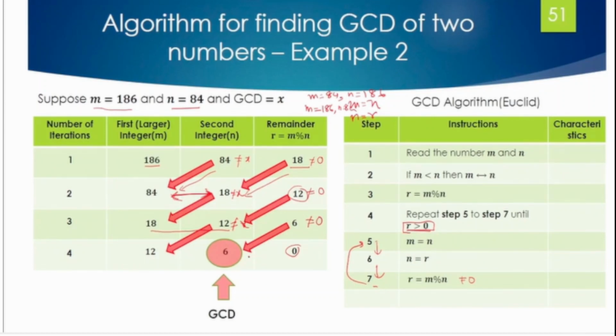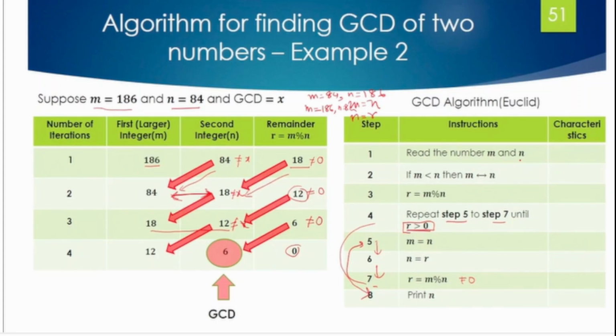So let's say we are in iteration 4. Now your r is equal to 0. That means it will not repeat steps 5 to 7. It will jump straight to the 8th step, which is print n. And what is the value of n? That is 6. So we have found the GCD with this algorithm.